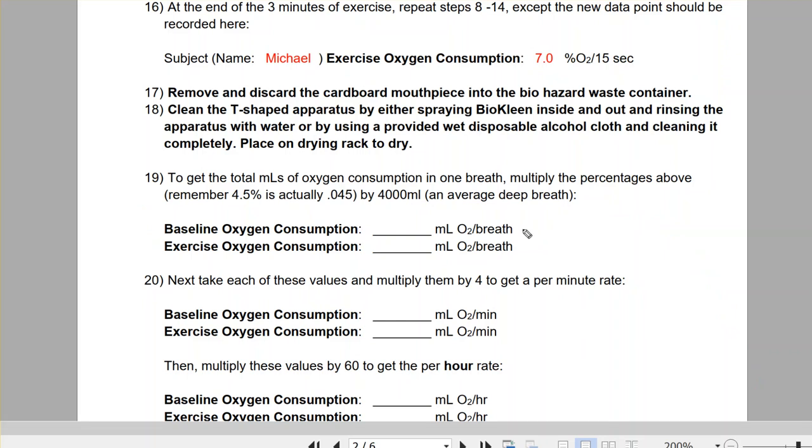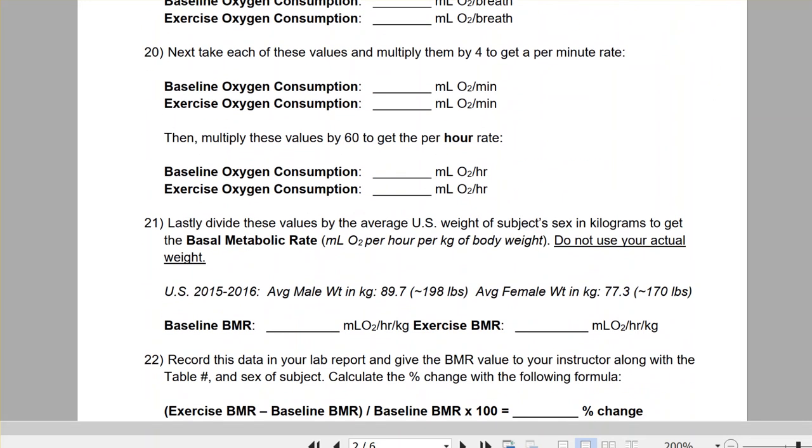Then we're going to take these values that you get here and plug them into this next step, and we're going to multiply by 4 so that we get a per minute rate. Then we're going to take these values and plug them in there, and multiply them by 60, because we have 1 minute right here and we need a per hour rate. Once we get milliliters of O2 per hour, we're ready to put it into our overall equation.